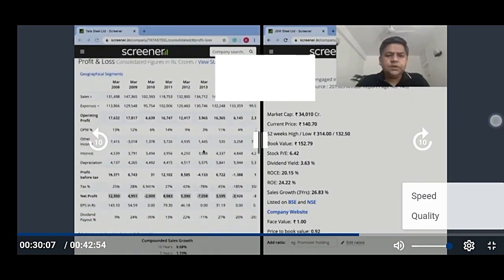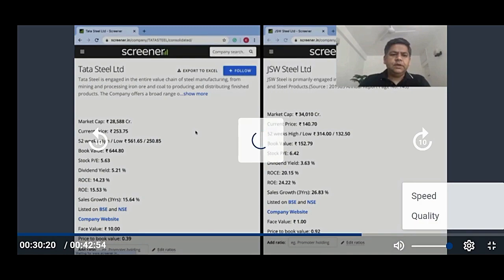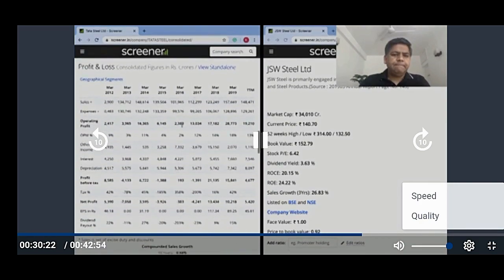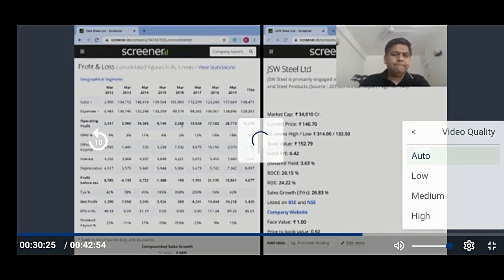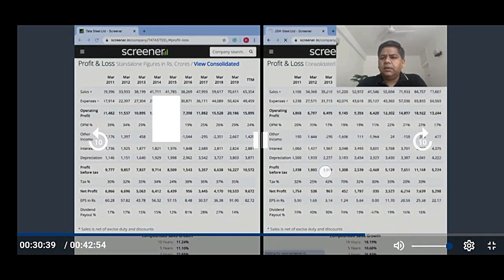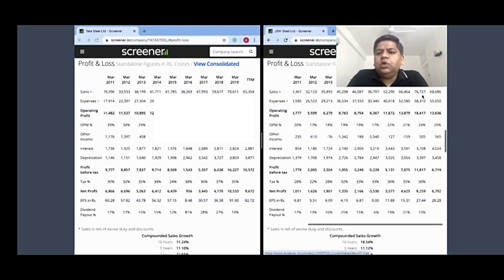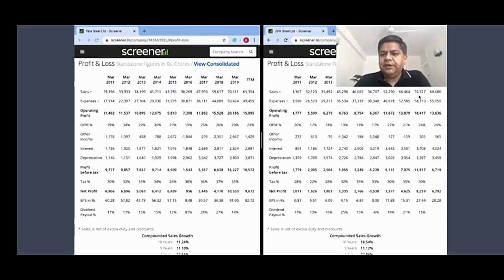Right. So here you have JSW Steel. If you look at JSW Steel, the difference between the consolidated and standalone numbers is not that big. If you see, this is 76,000 crore, otherwise it is 84,000 crore.